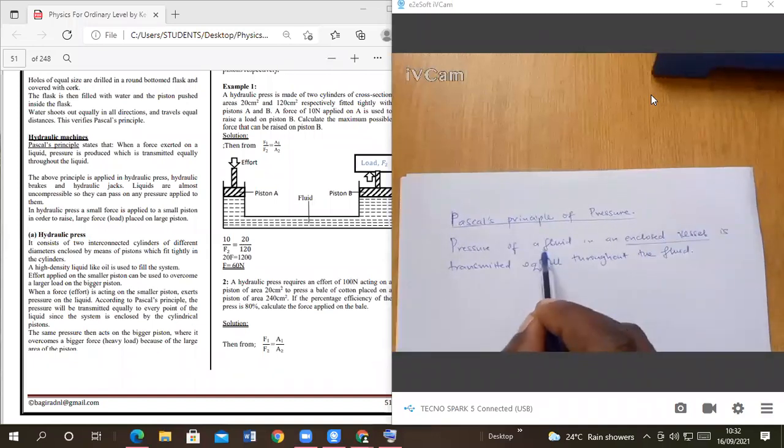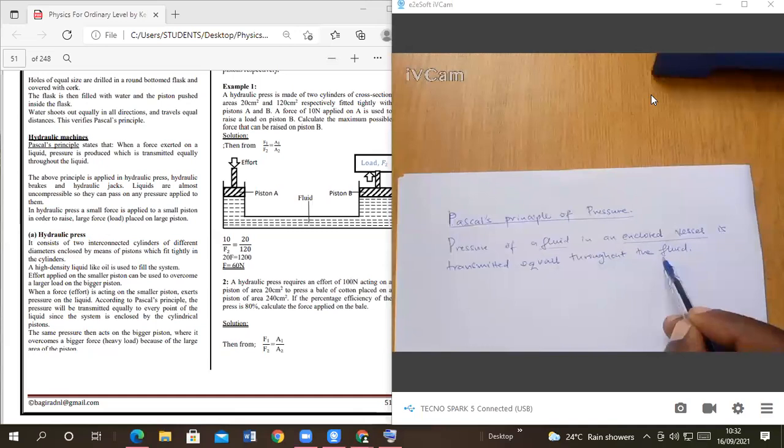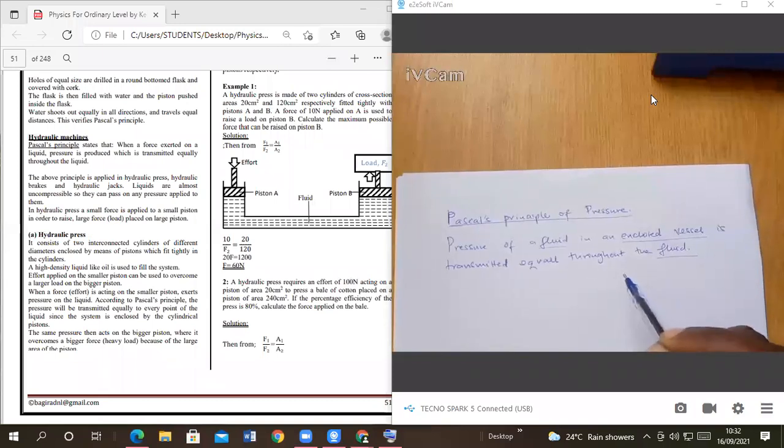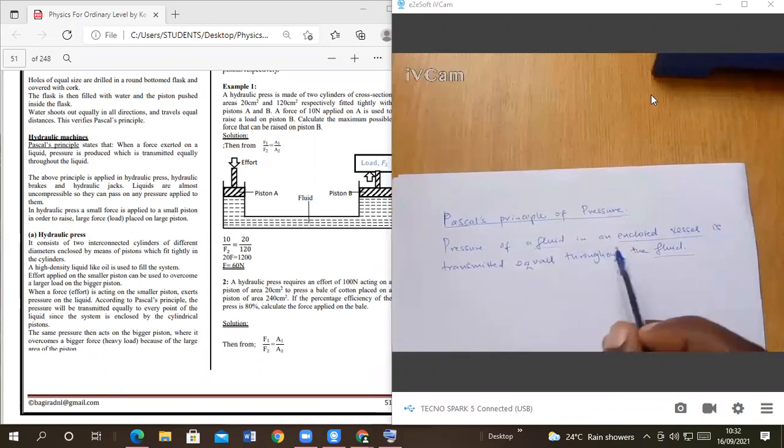So the main thing here we should know is that the vessel must be enclosed, and we are talking about pressure of a fluid, not pressure of a liquid, but pressure of a fluid. Then the other thing is that this pressure is transmitted equally throughout the fluid. So you should know those two things, that it is the fluid that we are talking about, and that fluid is in an enclosed vessel.